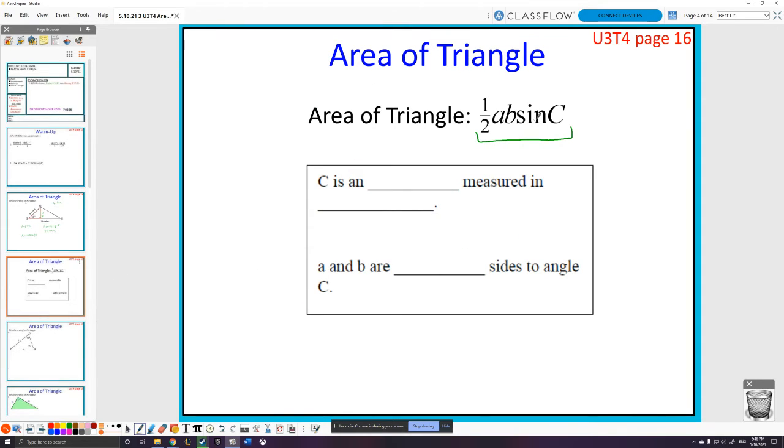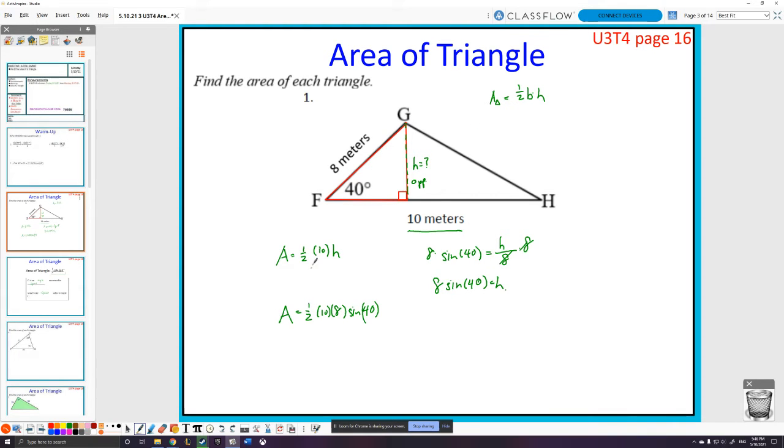You can see that it's 1/2 AB sine of C, where C is an angle measured in degrees, and A and B are adjacent sides to the angle C. And again, we'll finish this off by actually calculating this out. You can see you have this angle 40, and 8 and 10 are the two sides that create this angle, or are the adjacent sides to this angle. So let's go ahead and put this in the calculator.